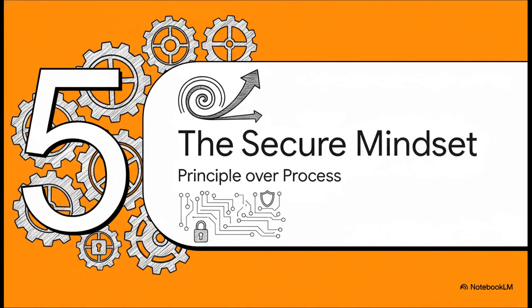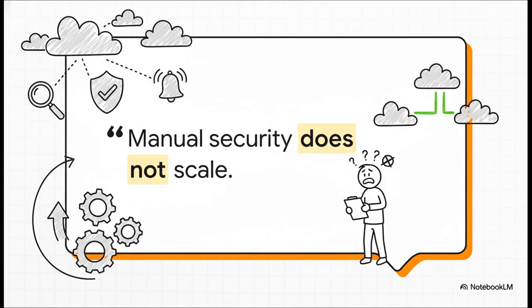So we've covered the tools, we've covered the tactics, but honestly, none of it really works without the right mindset. This final section is all about the principles that should be guiding every single decision you make. In a dynamic, fast-moving cloud environment, you just can't rely on manual checks. It's impossible. There are way too many resources, too many changes happening all the time. The only way you can possibly maintain security is to automate it. Automate your policy checks, automate your scanning, and automate your alerts.